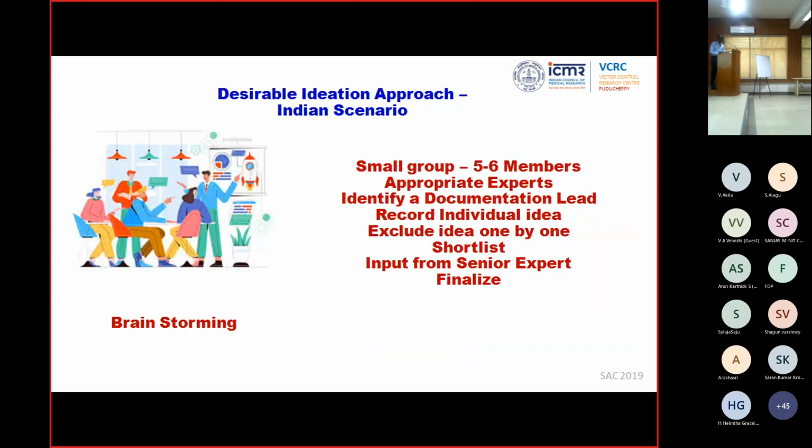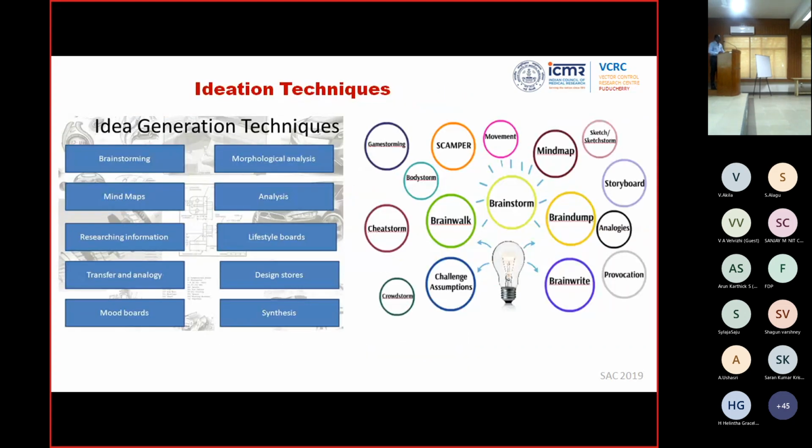Previous slide. So you know that the ideation techniques, people in Western countries, they promote hundreds of ideation techniques. But what you can put into practice is very important as an inventor or innovator. Unless you know that, you cannot apply the so-called theoretical ideation into practice.